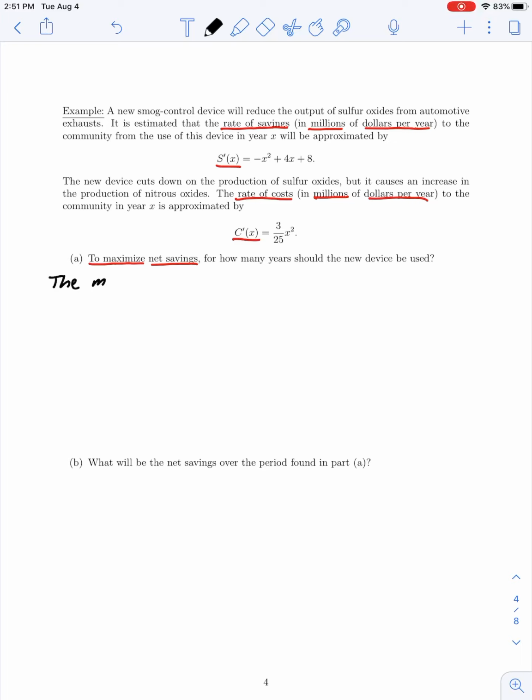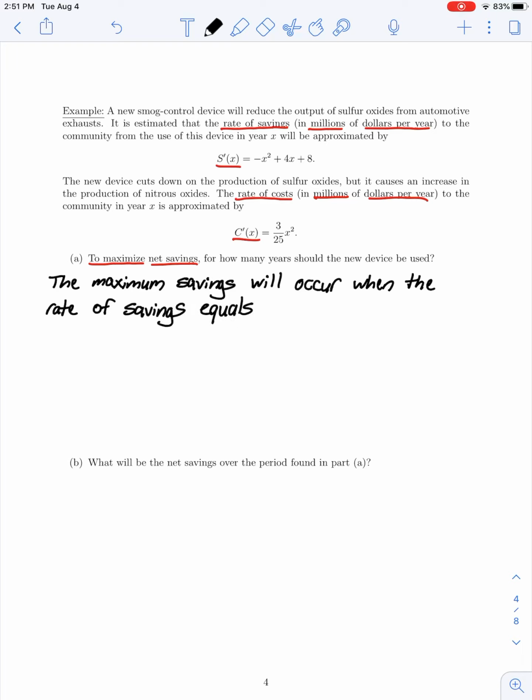So here I'll say the maximum savings will occur when the rate of savings is equal to the rate of cost. So let's think about why that would be the case here.